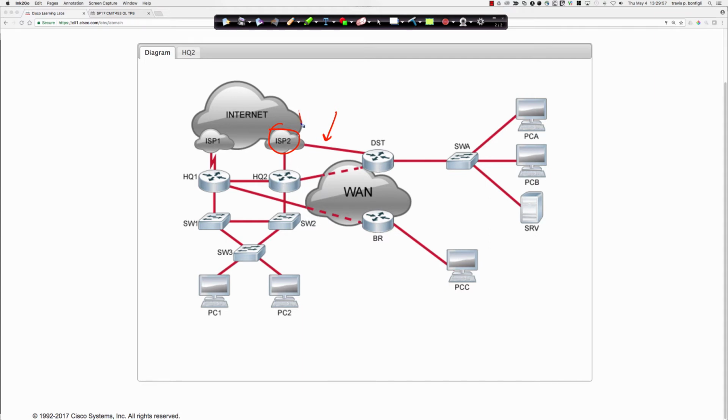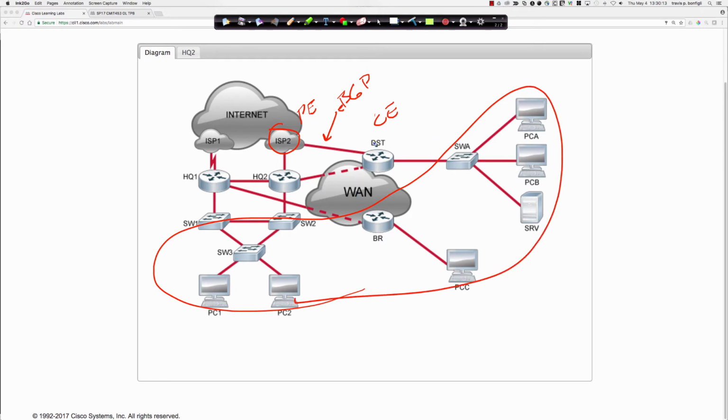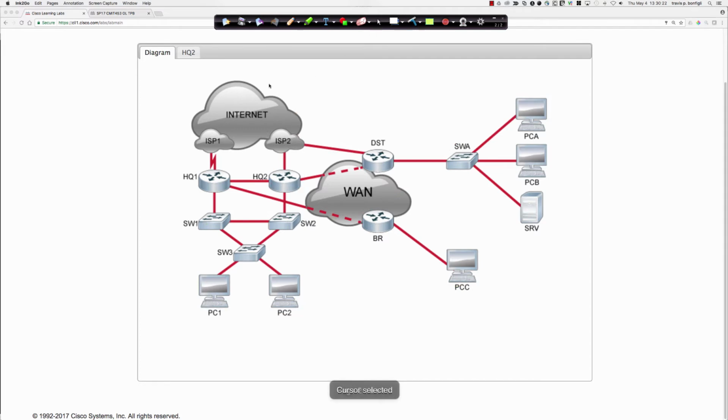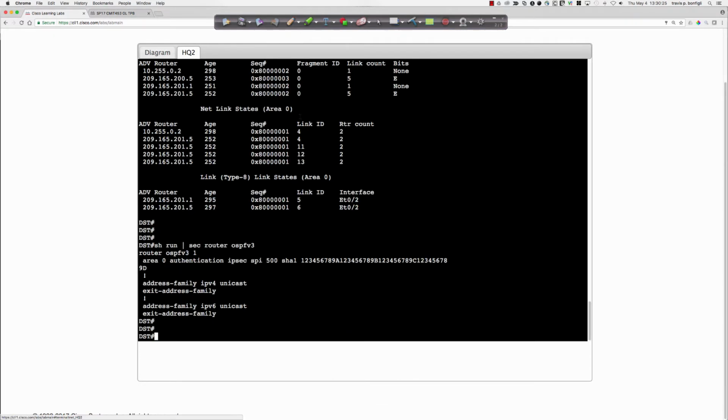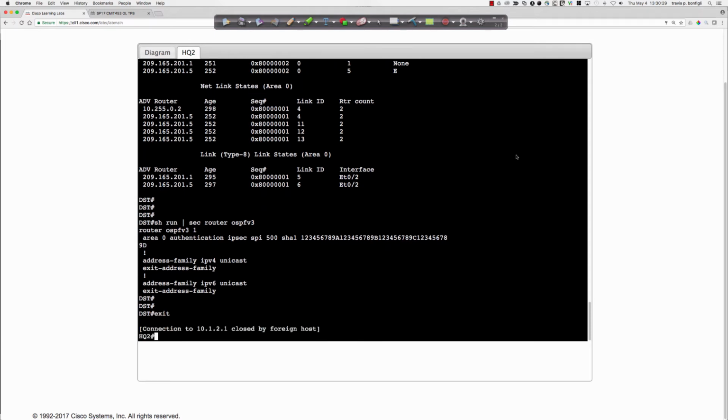Unless this is a PE router and this is a CE router, and even then we would preferably want to run eBGP, right? But we're probably not running OSPF because we don't want information internal to our setup, OSPF information, to be shared out with the ISP router, which means the redistribution has got to be taking place on HQ2, which unfortunately means we have to terminate this session and go back to HQ2.